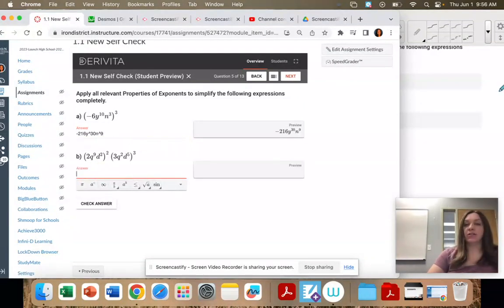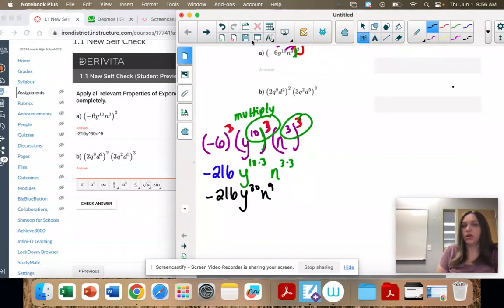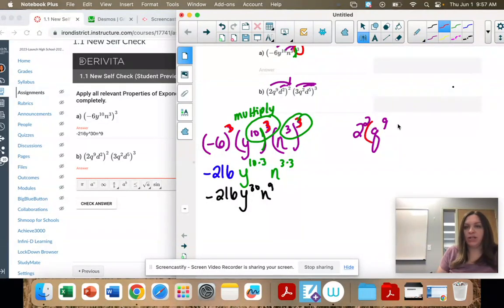All right, and then our next one is more complicated here. We're going to do this twice and then multiply across. So first step, we're going to distribute that exponent. So I have 2 to the 2nd power. That's what this 2 is. And then I have, that's a q to the 9th power. But I need to raise that to a 2.